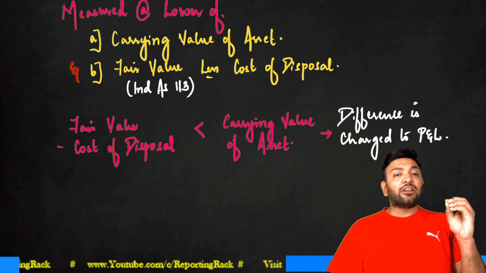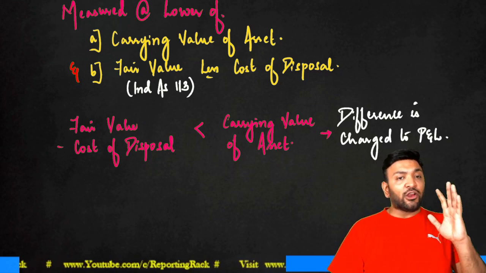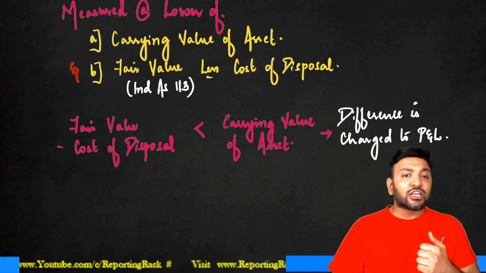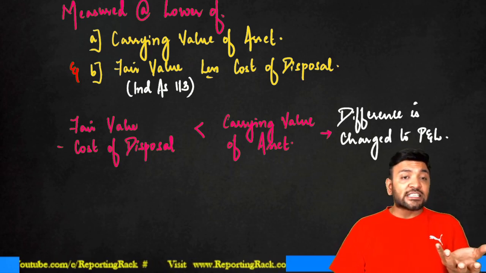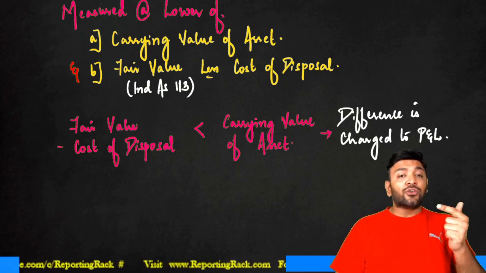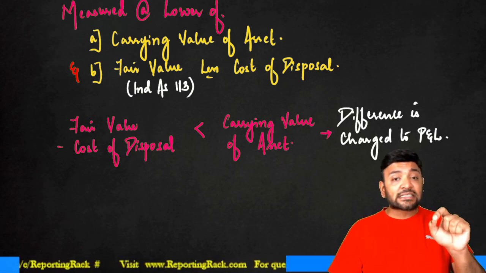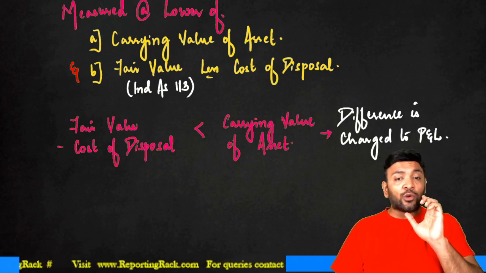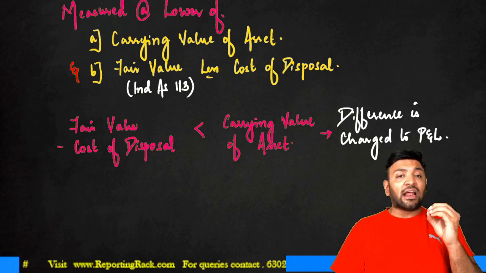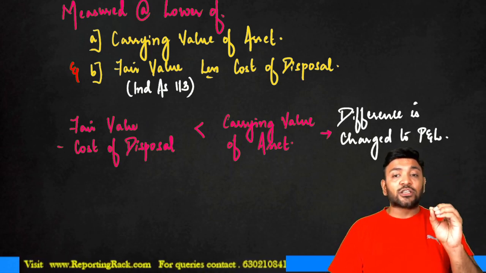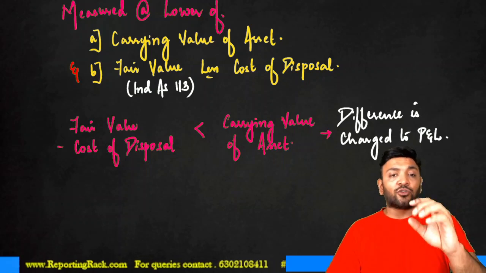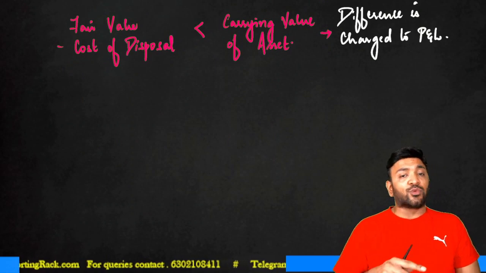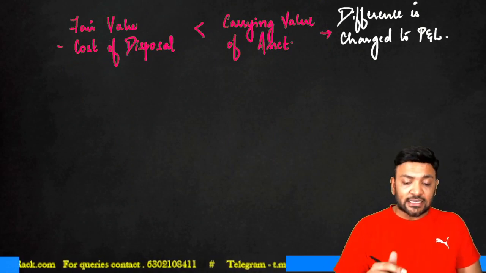So whenever we are measuring at the lower of carrying value or fair value, if your carrying value is less than fair value, then obviously you are measuring it at carrying value. There is no difference arising. But if your fair value less cost of disposal is less than the carrying value of the asset, in such cases, the difference between the fair value and the carrying value, or the write down in the value of the asset to fair value less cost of disposal, should be straightaway charged off to P&L. In the other situation, no difference arises at all.